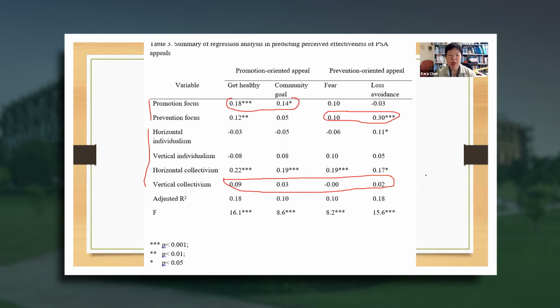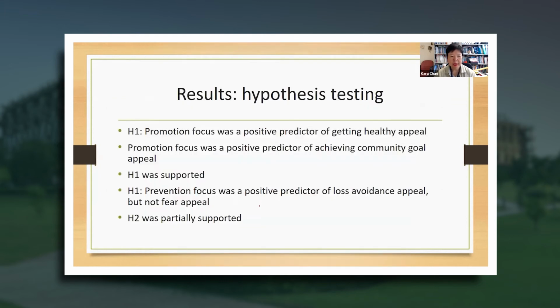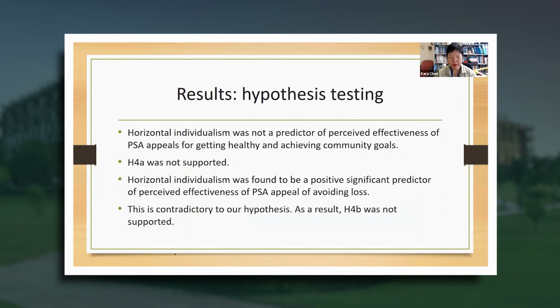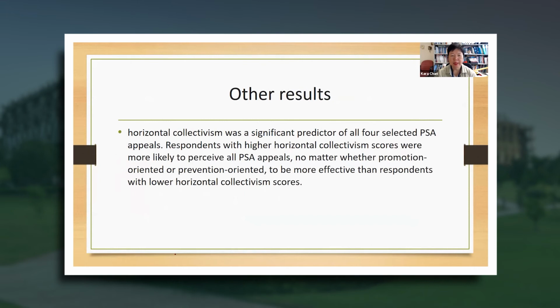So these are the results of all our four hypotheses. But when we look at the results, what surprises us is the horizontal collectivism. The horizontal collectivism cuts through all four appeals and found all four appeals effective. So we will talk a little bit more about it. Again, H1 supported, H2 partially supported, H3 not supported, H4 not supported. And this is the surprising result.